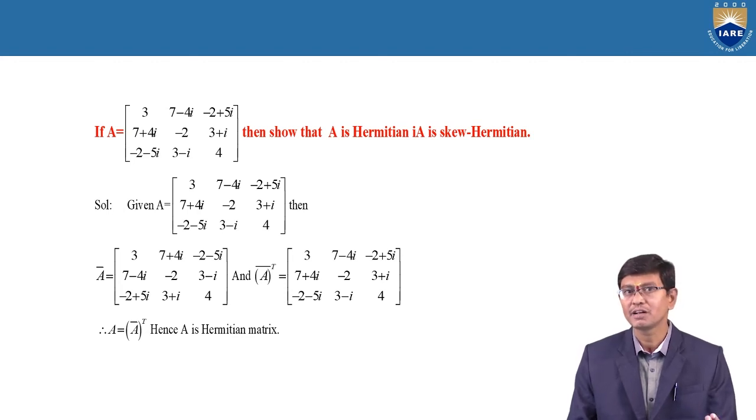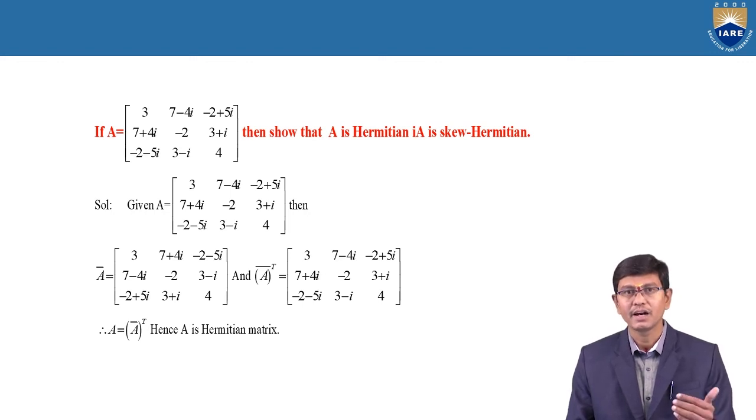The second row 7 plus 4i is changed to 7 minus 4i. Minus 2 is the real value, therefore minus 2 we are not changing. And 3 plus i is changed to 3 minus i. The last row is changed to minus 2 plus 5i, 3 plus i and 4.